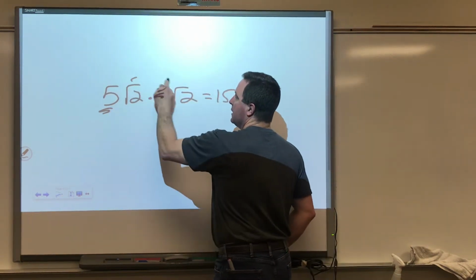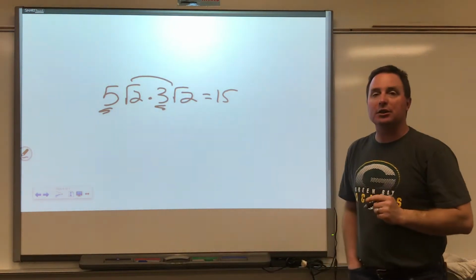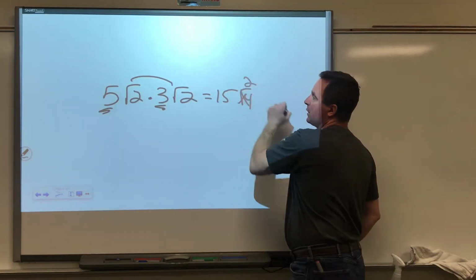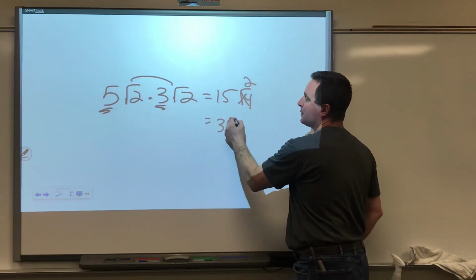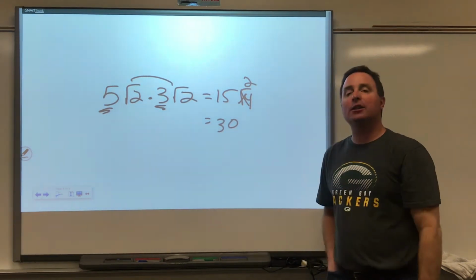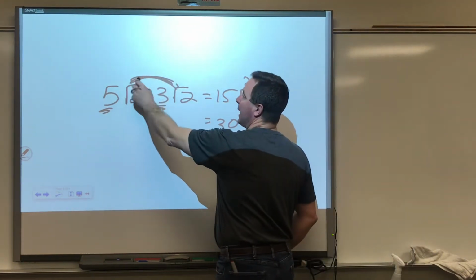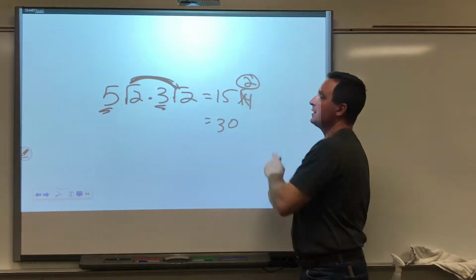The big numbers. Now how about the square root of 2 times the square root of 2? Some of you are thinking the square root of 4, and the square root of 4 is 2. And 15 times 2 is 30. Notice the radicals went away there. The thing I want to point out is anytime we multiply two radicals together, it just turns into that number.